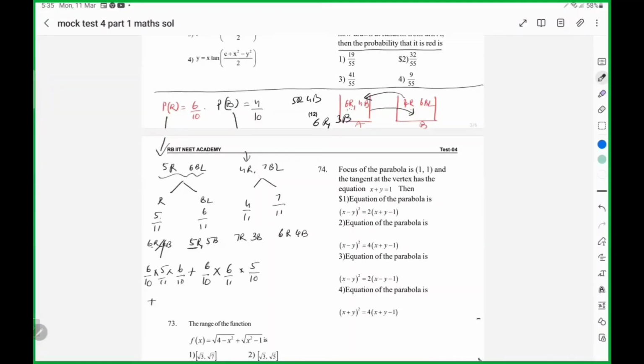Let us come to the second case. If we transfer a black ball, 4 by 10, again selecting a red 4 by 11, again finally we require a red ball, or selecting a black ball from urn B, again finally we require a red. So this is the procedure. After simplification you get this.